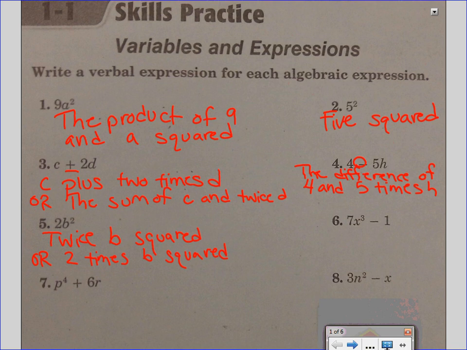The next one, we have 7x cubed minus 1. So we could call this a difference, or we could say 7 times x cubed. I might have misspoke back there. That's x cubed decreased. That means minus. Decreased by 1.